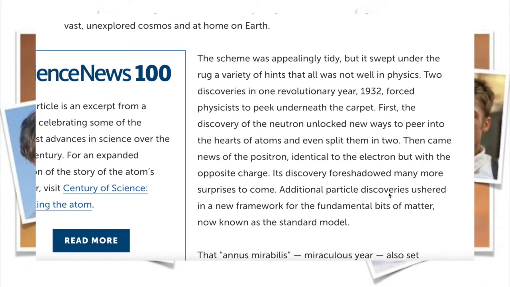Let's move on. Two discoveries in one revolutionary year, 1932, forced physicists to peek underneath the carpet. First, the discovery of the neutron unlocked new ways to peer into the hearts of atoms and even split them in two. Then came news of the positron.